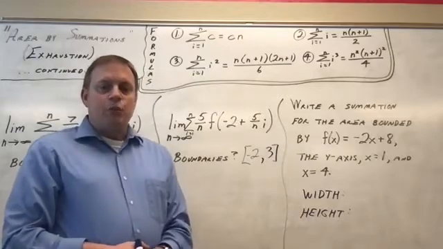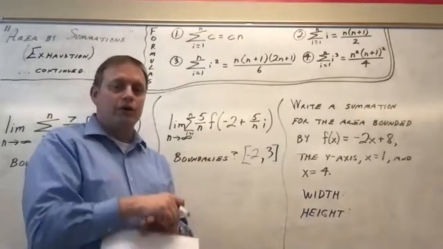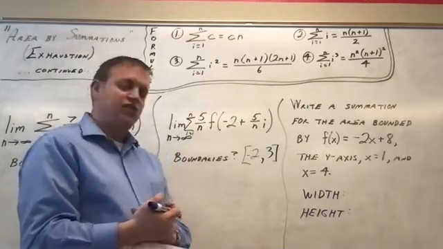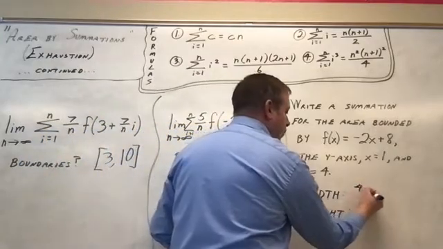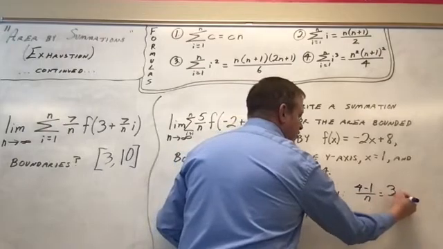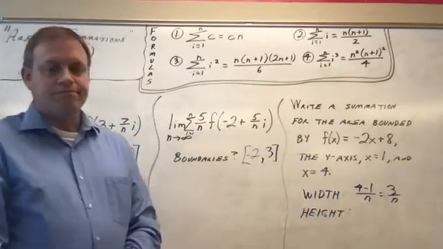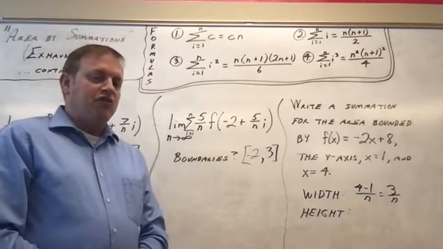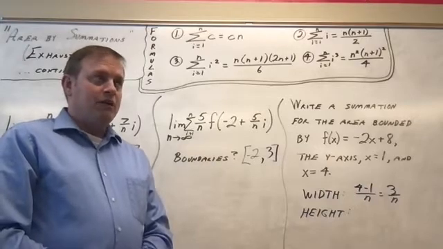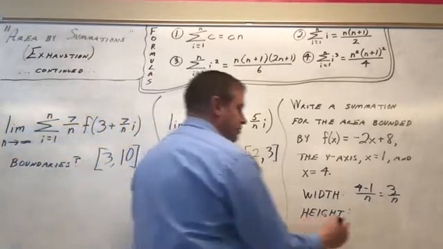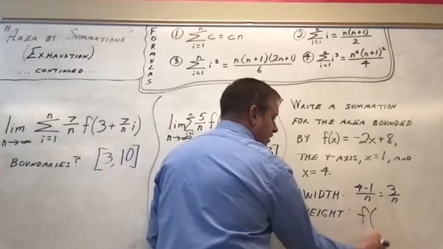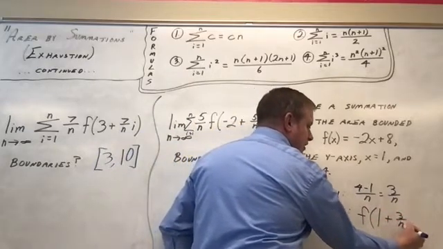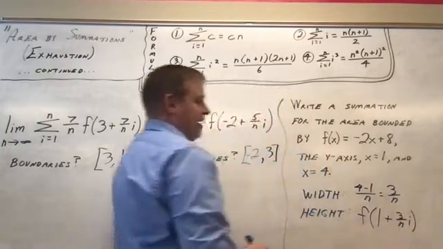All right, so the width is found by subtracting the upper and lower boundaries and dividing by the number of rectangles. Since in this case the number of rectangles is n, my width is going to be 4 minus 1 divided by n, which simplifies to 3 over n. How about the height? Well, I always like to do the upper sum method instead of the lower sum because it's a little bit simpler in terms of the formula. So this is going to be f of the lower boundary 1 plus the width 3 over n times i.